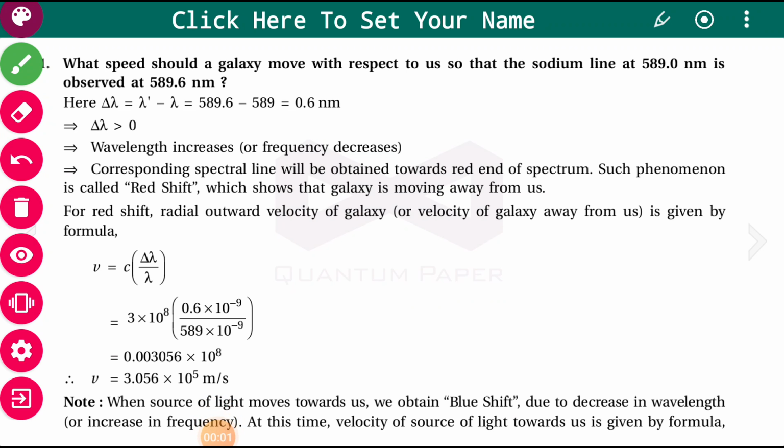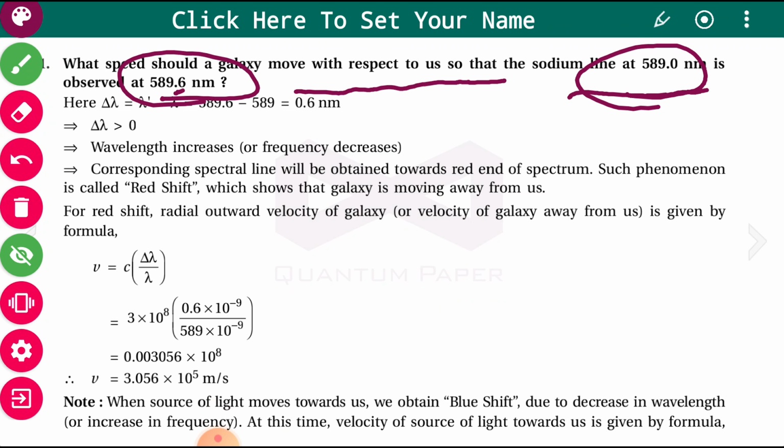Now today we begin with the illustrations. Okay, the first illustration here is given very easy. Just we have to utilize the equation and we put the value. What speed should a galaxy move with respect to us, so that the sodium line at 589 nanometer is observed at 589.6 nanometer? So this 589 is observed at 589.6.